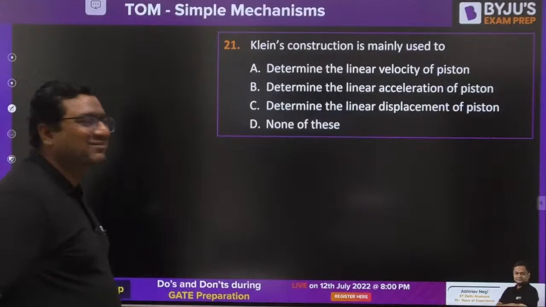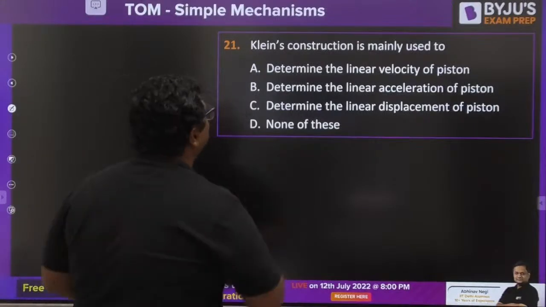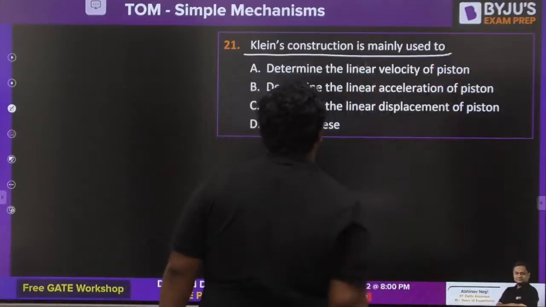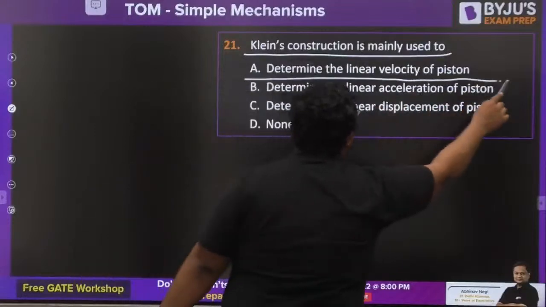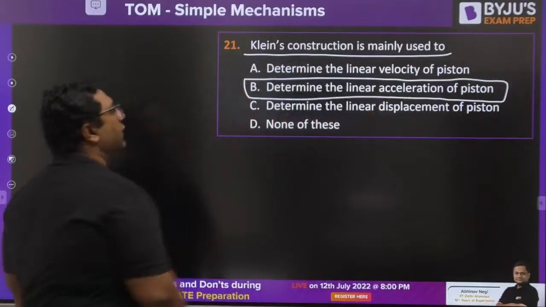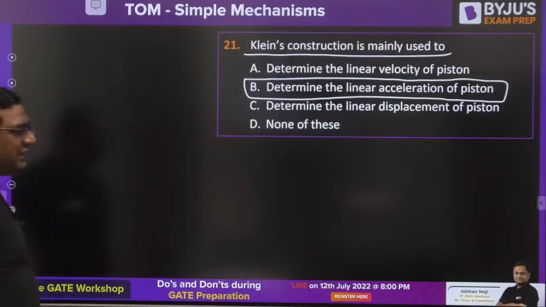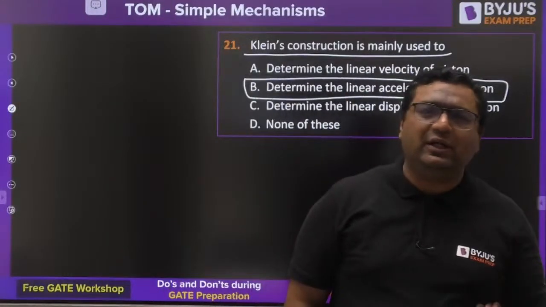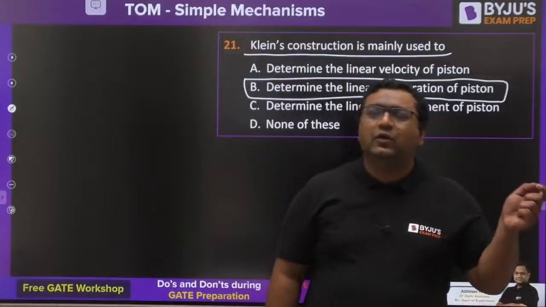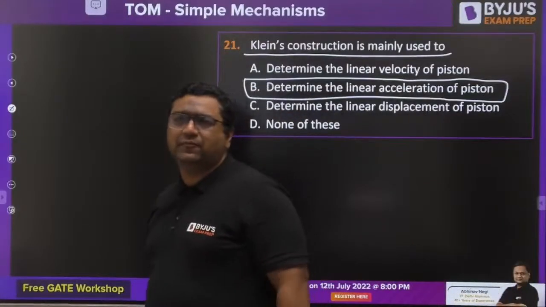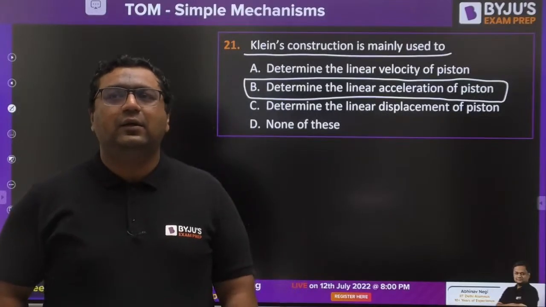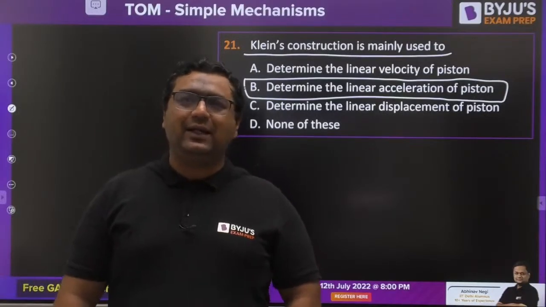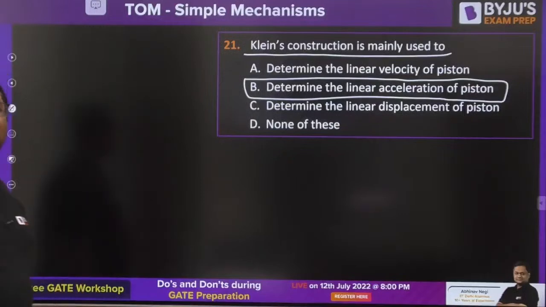Bhanu, do you remember the dialogue? Klein's construction is mainly used for the linear acceleration of the piston. Because velocity analysis is very easy, we can directly go for it. So majorly we are talking about acceleration when we are talking about Klein's construction. Don't worry Pranjal, it will seem easy once you read it properly.